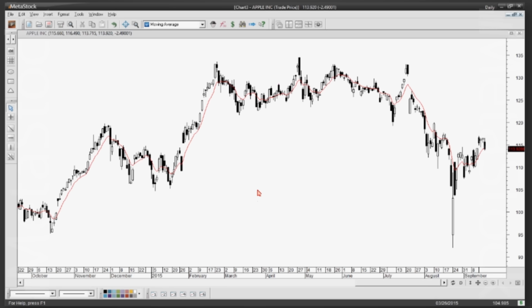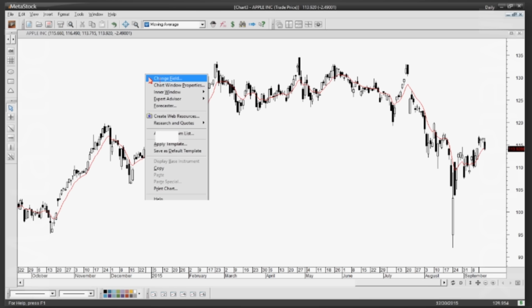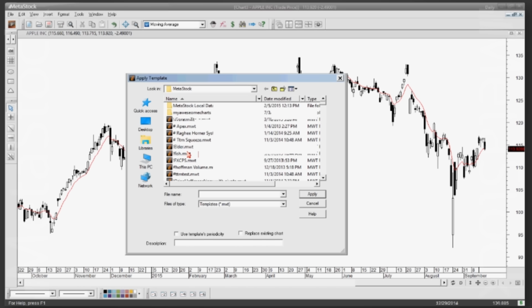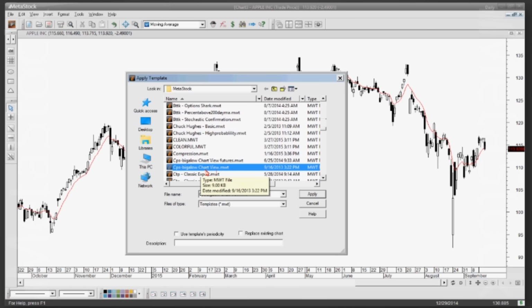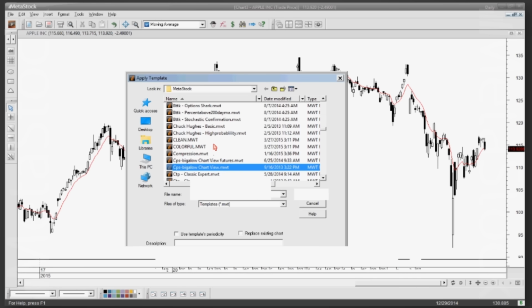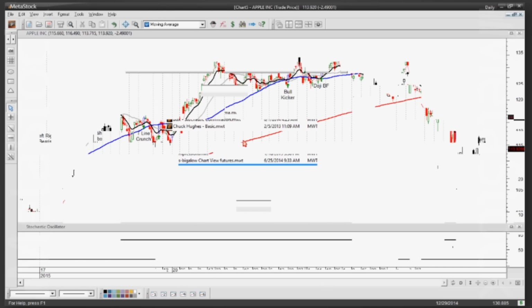power systems. What I'd recommend is you just right-click on your chart, go to Apply Template, and there's a template that's already put together that's going to put all of the studies, the stochastics, it's already ready to go. And it's called CPS Bigalow Chart View. So if you've already got the chart open, just right-click, Apply Template, and apply this Chart View template. And that'll basically make your chart quite a bit different.